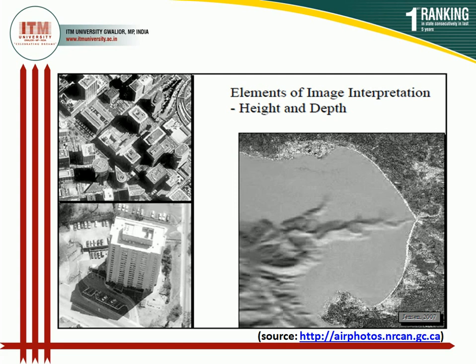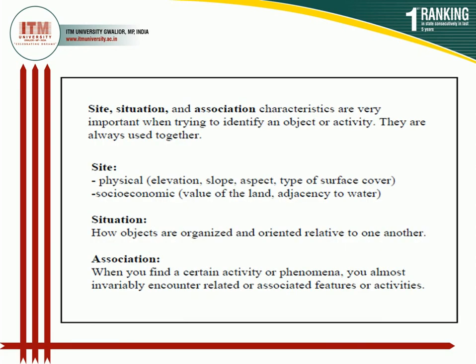Height and depth are also elements which can be used for adding to the interpretation of a particular image. Site tells about the topographic nature of a particular area. Situation is how things are arranged, and association is the occurrence of a feature in relation to the surroundings. It tells about the various types of activities which occur in a particular area, which helps in deciding what the particular object can be.